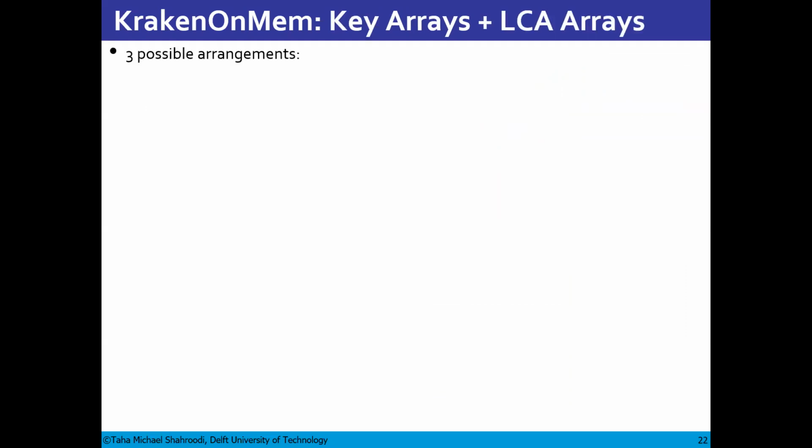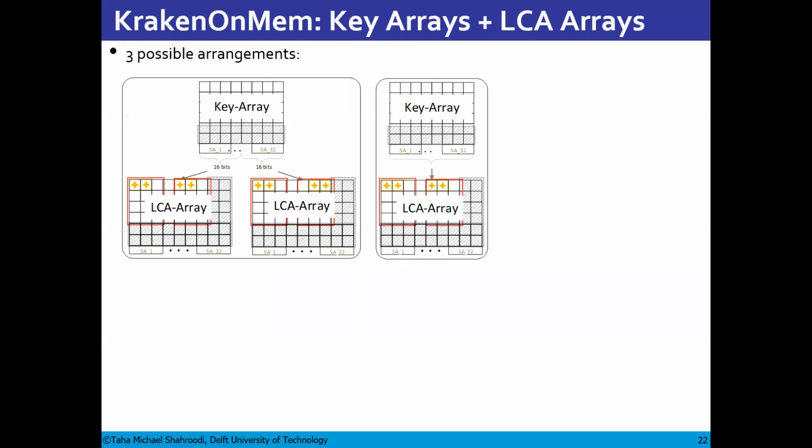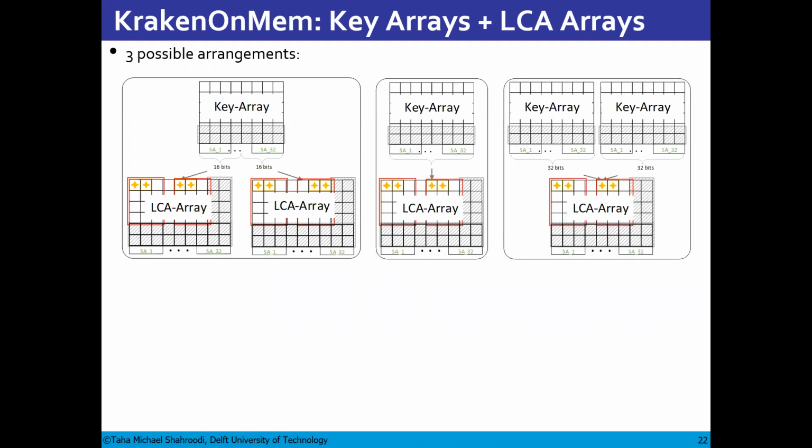I want to note that the ratio between the number of LCA arrays and key arrays is not necessarily one-to-one. In fact, three arrangements are possible, as one can imagine. The first one is when we have one key array feeding more than one LCA array. The second possibility is when there is indeed a one-to-one connection. And the last one is when we have one LCA array per multiple key arrays.